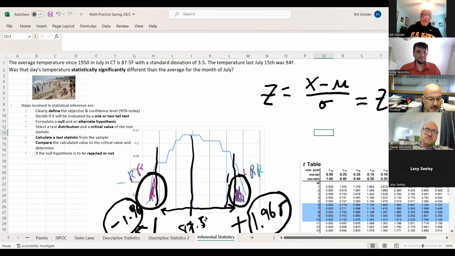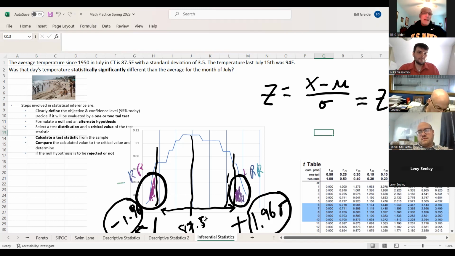Last July 15th was 94 degrees Fahrenheit. And the question we get used to asking ourselves is, was that day's temperature statistically significantly different than the average for the month of July? Okay, so that's how we're looking at data, and that's how we're interpreting a sample. Is it statistically significantly different?